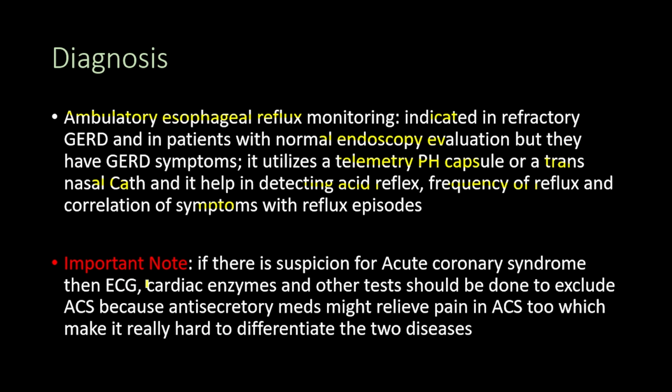Now, there is a very important note that you should look for, which is that if there is suspicion for acute coronary syndrome, like the patient having chest pain, then the patient has to be sent for an electrocardiogram, and cardiac enzymes and other tests should be done to exclude the acute coronary syndrome.